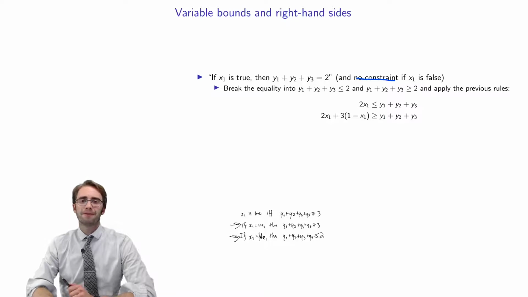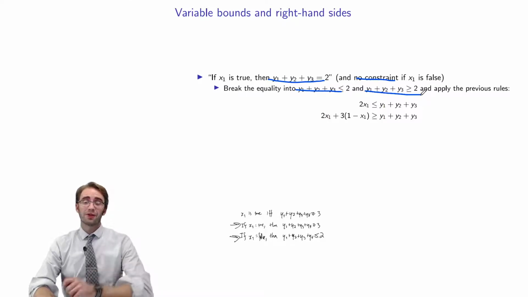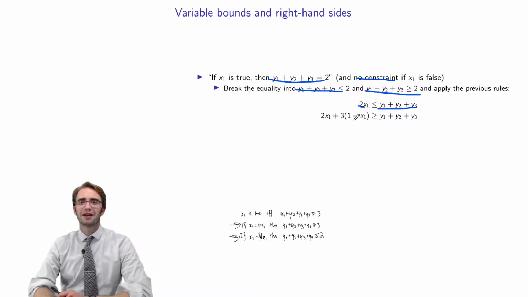The answer to this one is that you're going to take this statement that the y's have to sum to something equal to 2. And a good way to attack this is to break this equal sign into two inequalities. If I say that they have to be equal to 2, we'll say that's the same as me saying they're both less than or equal to 2 and greater than or equal to 2. And then we'll look at the rules from the previous slide and work that out. And it turns out the way you would model this is you'd say 2x1 is less than or equal to y1 plus y2 plus y3, and then 2x1 plus 3 times 1 minus x1 is greater than or equal to y1 plus y2 plus y3.